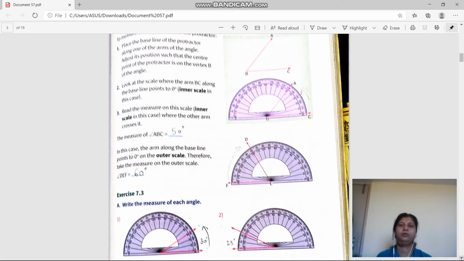Next we studied how to measure the angle with the help of a protractor. So this is the protractor. This is the outer scale and this is the inner scale. When the angle is in clockwise direction, we have to use the outer scale. That means when the horizontal line is on the left side, we use the outer scale, and when the horizontal line is on the right side, we use the inner scale. This is the center of the protractor. Then this zero line is the base line. Okay, now next.